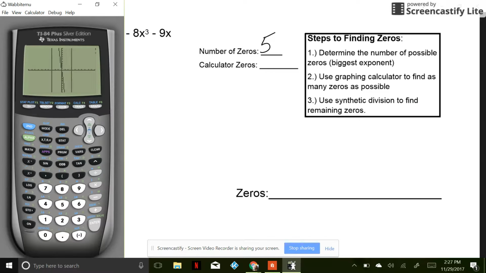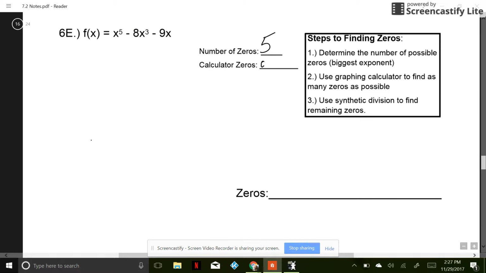All right, there's the 0 at 0 like we were expecting. You can see there's 2 other zeros. Here's one at negative 3, and there's one at positive 3. So we've got 0, negative 3, and positive 3 showing up already.